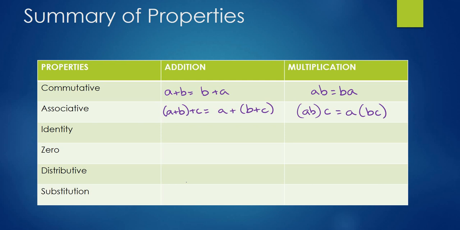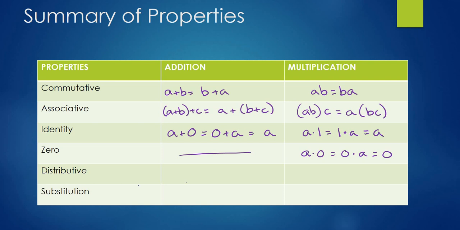Our identity, do you remember what the additive identity is? 0, so A plus 0 is the same as 0 plus A, which is A. The identity for multiplication is 1, so A times 1, or 1 times A, is also A. There is no 0 property for addition, but there is a 0 property for multiplication. A times 0, or 0 times A, those are both 0.